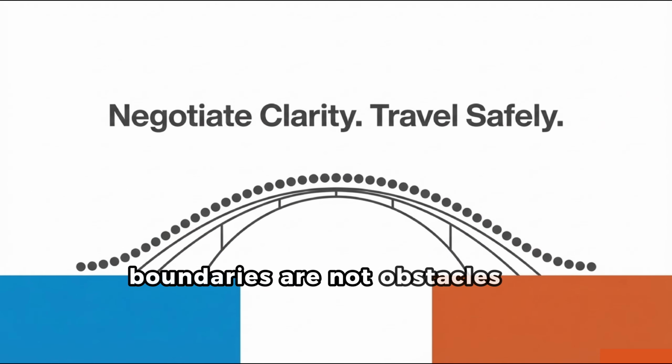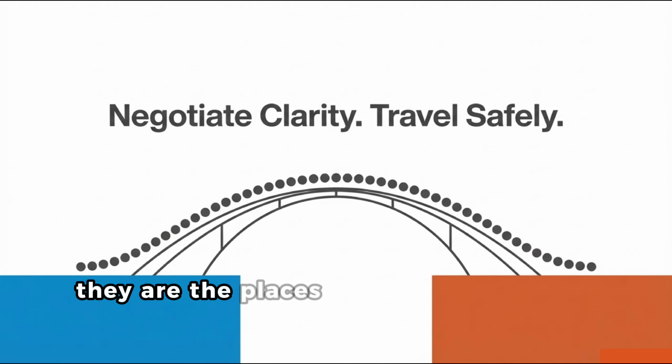Boundaries are not obstacles to collaboration. They are the places you negotiate clarity. When you draw them thoughtfully, you let teams move independently while making it safe for data to travel across the organization.